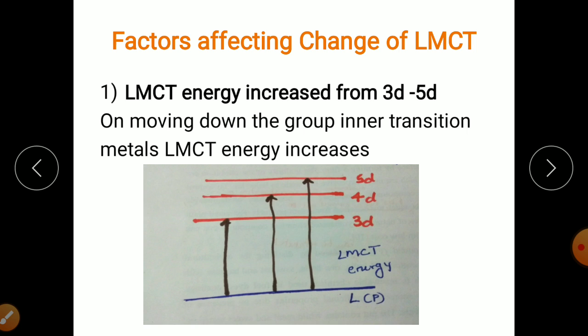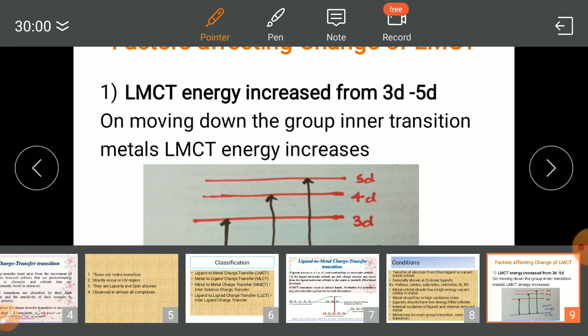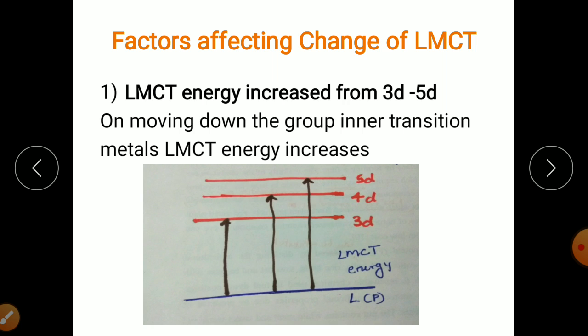From the figure we can observe the lower ligand orbital and the 3d, 4d, 5d transitions as we move from top to bottom. The 3d is the topmost metal d orbital, next 4d, next 5d. The energy gap from the lower ligand to the 3d orbitals is smaller, and as it moves to the 4d and 5d, the energy gap increases.